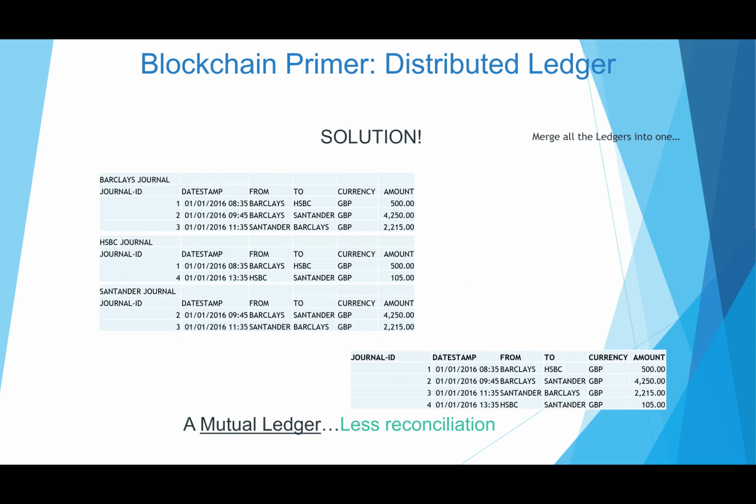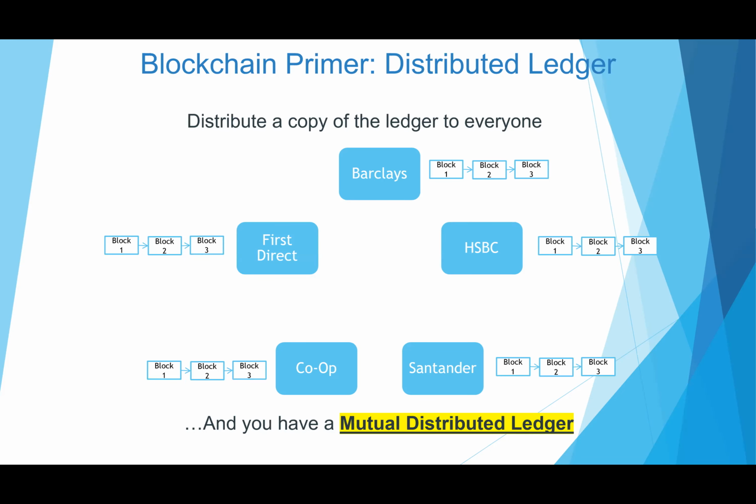What we can do is, instead of everybody having separate ledgers, we can have a single ledger. This is what's known as a mutual ledger, and therefore we have much less reconciliation to do because there's only one set of records of transactions. What we can then do is we can take that ledger and we can issue a copy of it out to everybody. So now we have a thing called a mutual distributed ledger. So we know what a ledger is, we know what a mutual ledger is.